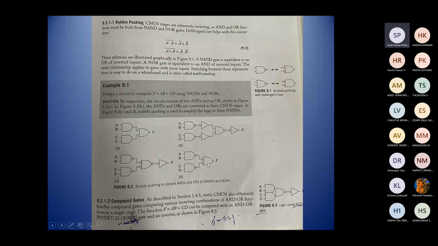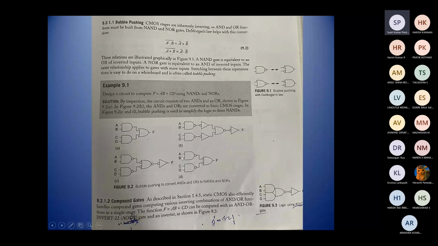Another way of representation: we have a NAND gate here with two inputs A, B, and another with inputs C and D. The outputs are given to this NAND operation, so we get AB plus CD. So whether we get the output by employing this logic circuit, or this logic circuit, or this one, or this one, whatever it may be, the output remains the same, that means AB plus CD.